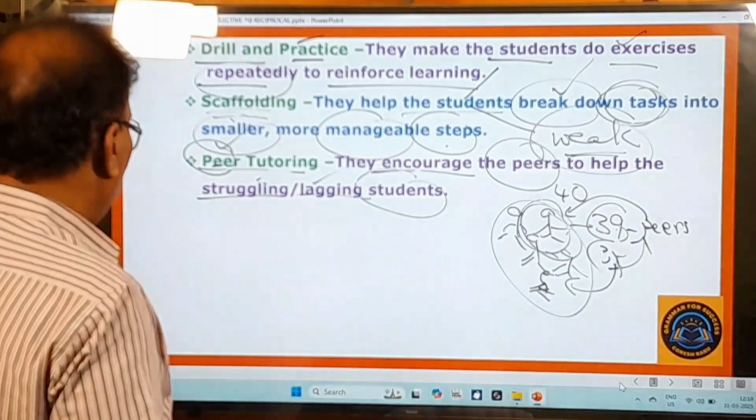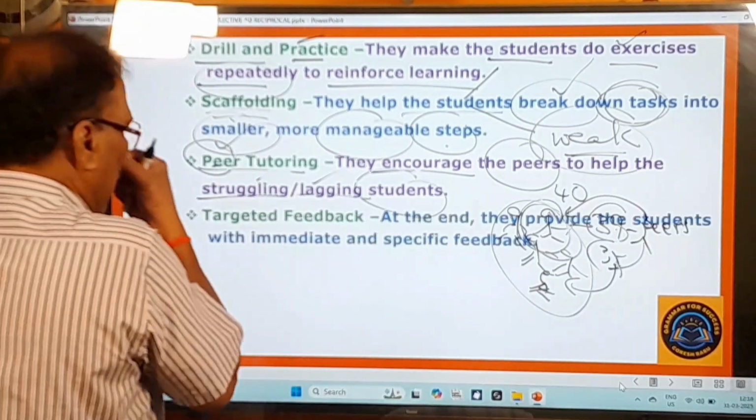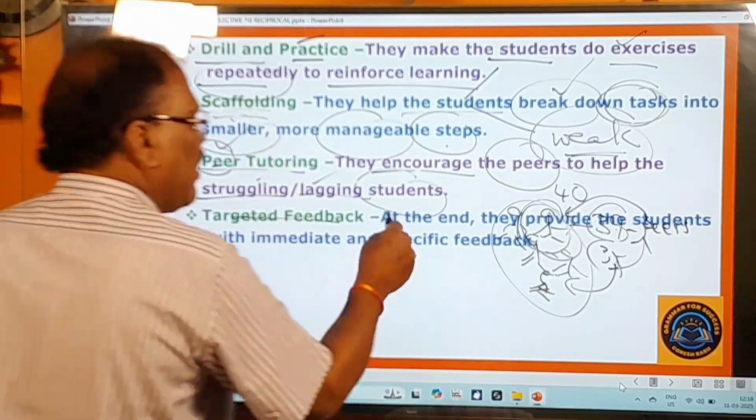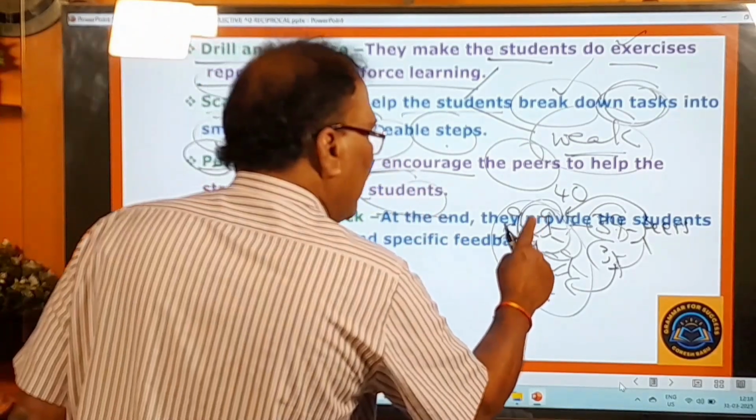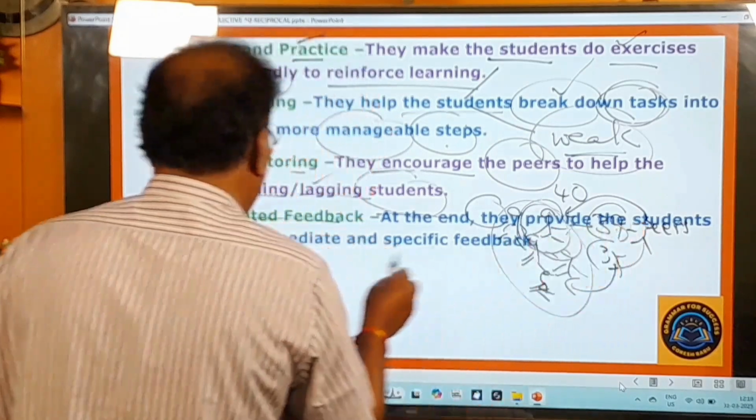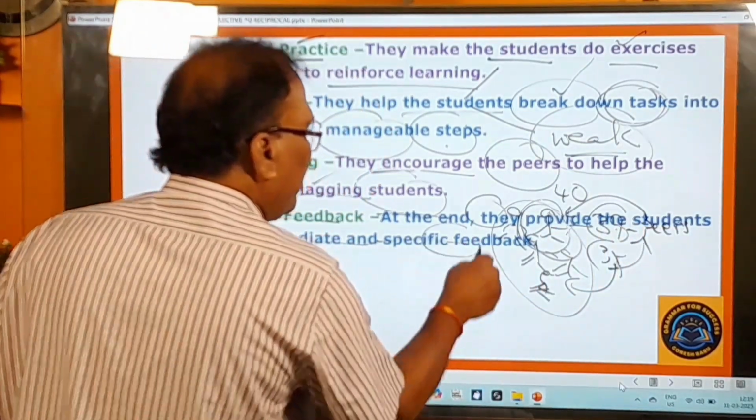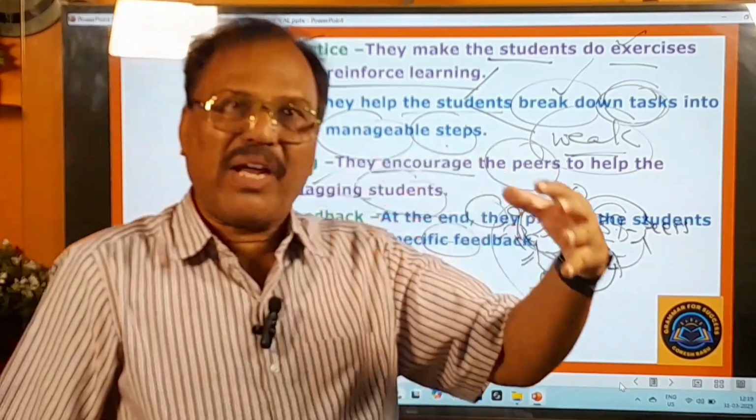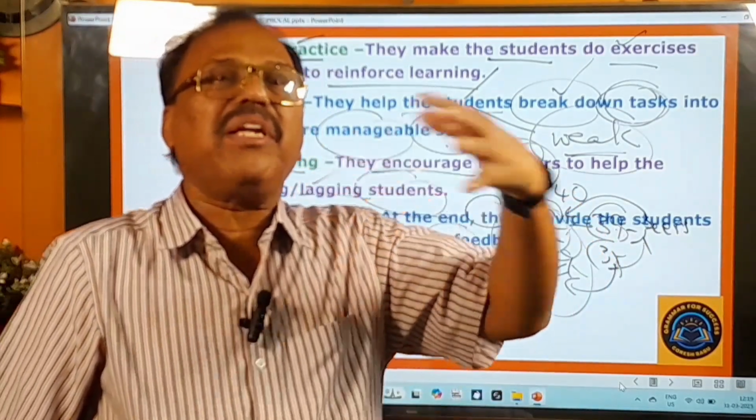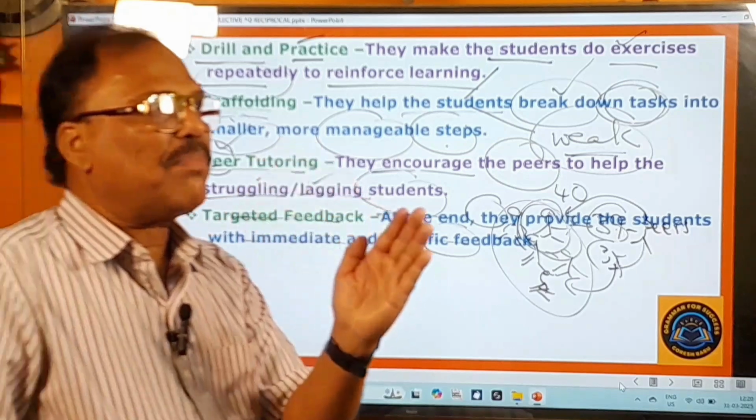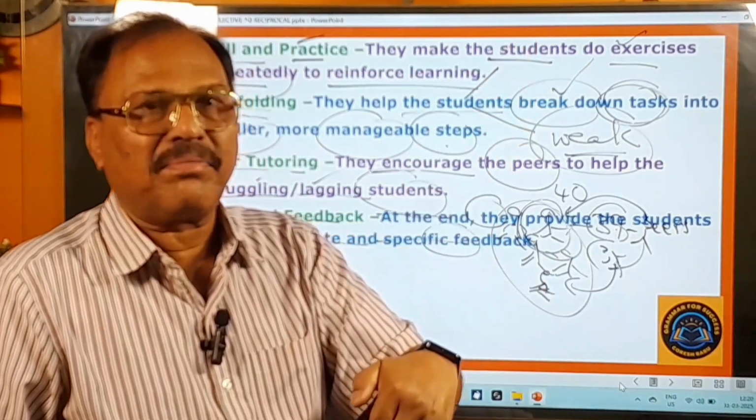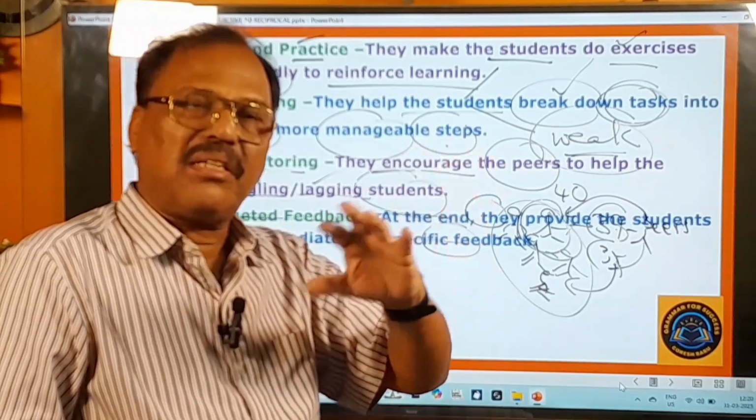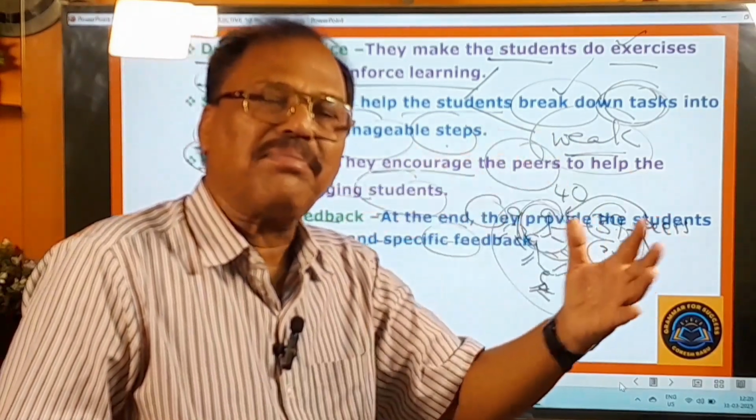Okay, and you go to the next one, targeted feedback. Targeted means specific feedback. So at the end of the remedial teaching, the teachers provide the students with immediate and specific feedback, whether the students are progressing or regressing, whether the students are doing well or not. So that is immediately informed to them.